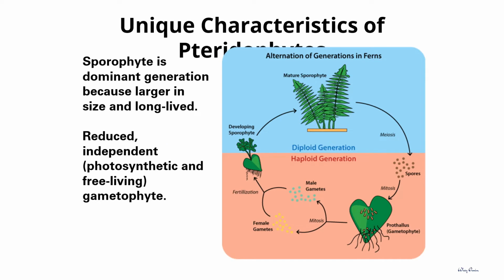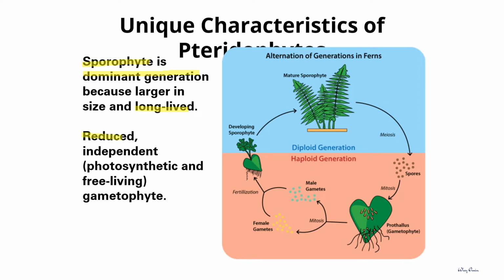For the dominance and dependence of pteridophyte, it is different from the bryophyte, because the diploid stage, which is the sporophyte generation, is the dominant generation. A mature sporophyte shows larger size than the gametophyte, and they have a longer life. The sporophytes of pteridophyte are photosynthetic. It means that they are independent from the gametophyte generation.